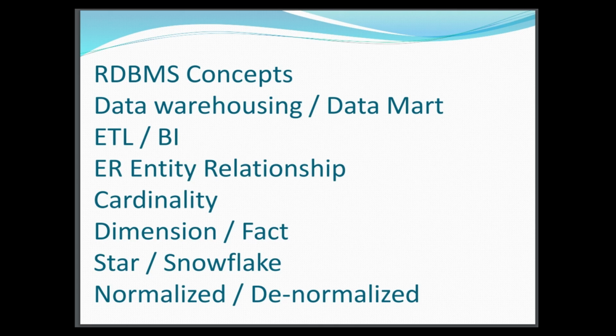And what is entity relationship, what is cardinality, how the data is related, what is a one-to-one or one-to-many relationship, what is a dimension, what is a fact. These are all very important things. You should have a clear idea on what a dimension is, what type of data will be in a dimension, what type of data will be in a fact, and how these two should be related.